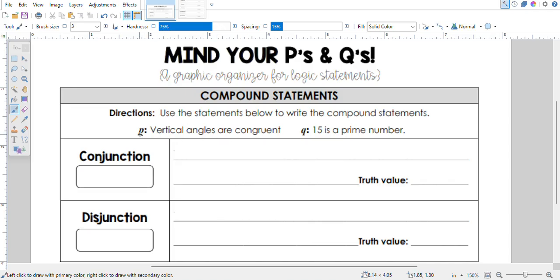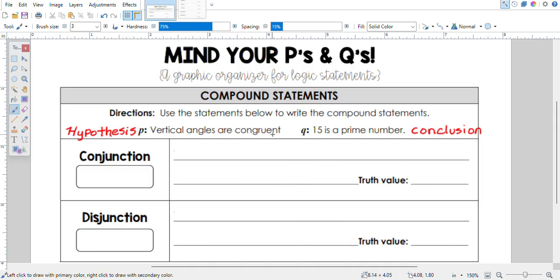Here, they have given us a P and a Q, hence the P's and Q's. If we think of P as our hypothesis or our premise, however you want to think about it, and we think of Q as our conclusion, what we are going to get is a few different statements here. First off, just looking at the statements they gave me, we're going to discuss if they are already true or false.